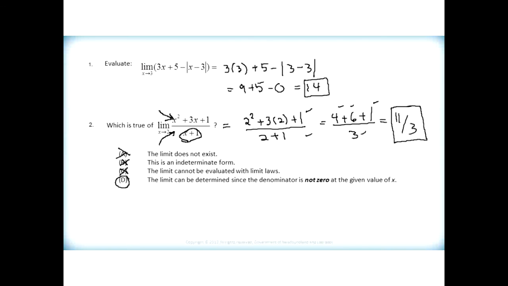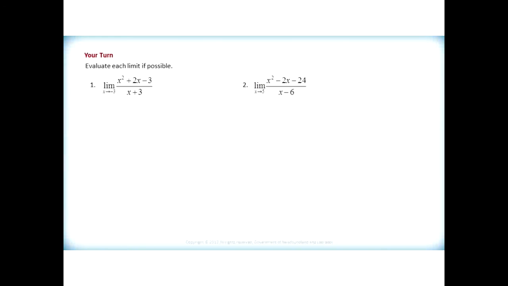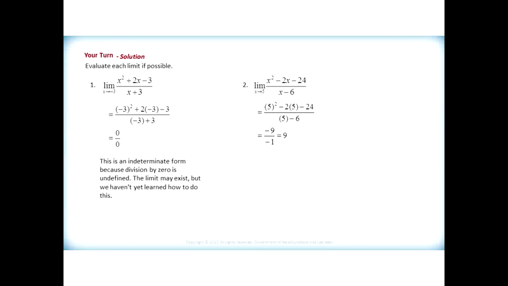Okay? So next up is the your turn question. So there's a couple of limits for you to try to evaluate there by direct substitution. And be careful. If it doesn't work, it doesn't necessarily mean it doesn't exist. It just means that at this point, we don't really know how to evaluate it yet. So good luck with those. I'm going to flip and show you the solution now. So pause the recording if you're working those out. So there's the solution to the your turn question that we have. And from that solution, you should be able to work out just about anything you need.